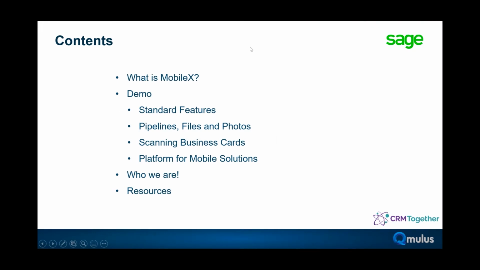So today we're going to run through Mobile X, and we're going to talk about what it is and how it fits into the Sage CRM space. And then we'll give a demo of some of the features, and we'll talk about it really as a platform for delivering really comprehensive, useful mobile solutions, rather than just being a ticking the box kind of exercise. It's a solution designed to actually deliver real solutions to people on their mobile phones. And then probably in reverse, I will say who we are, and I'll talk about some resources and licensing and the like.